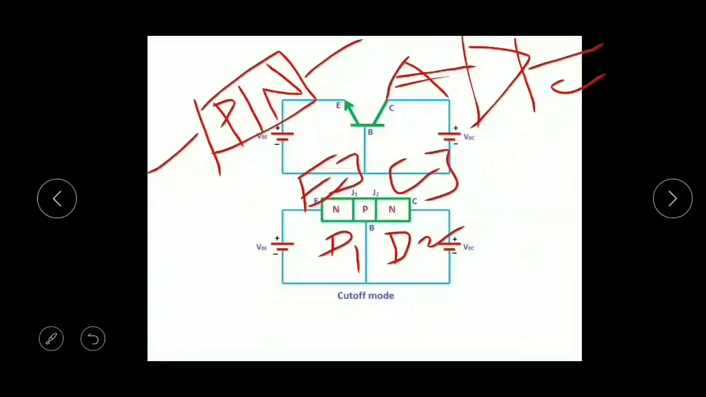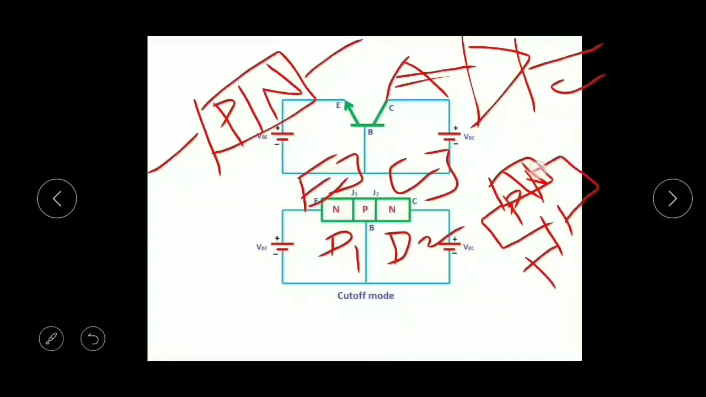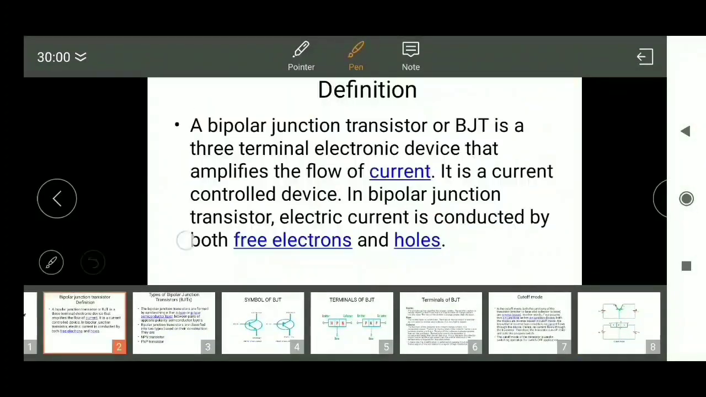Consider when the PN diode is connected, the P terminal is connected to the positive terminal and the N terminal is connected to the negative terminal. When positive and negative terminals are connected like this, it acts as forward bias. Consider here, the junction J1 is.